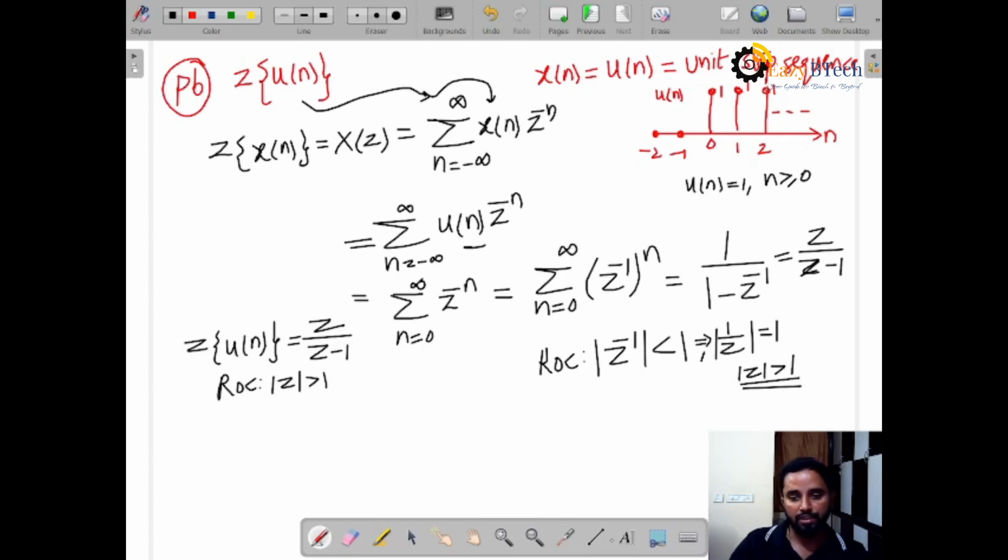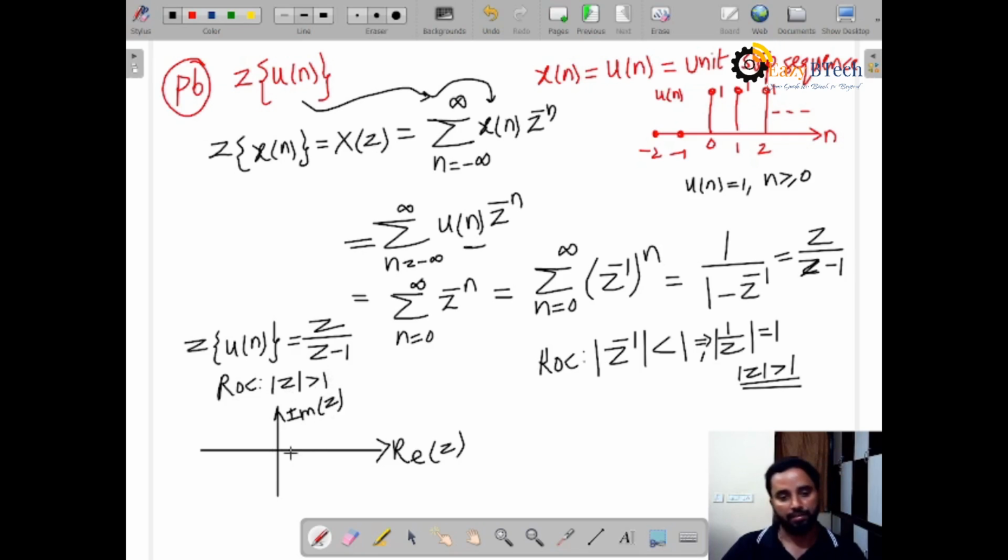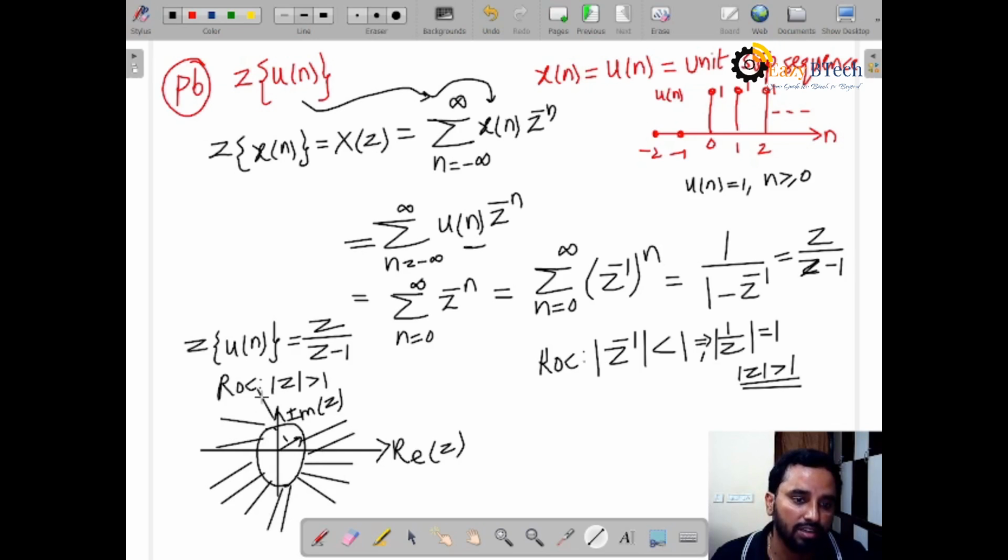And if you plot ROC, to plot ROC we go for the z plane. The x axis is the real axis and the y axis is the imaginary axis. Now we have to draw a circle of radius 1. So take the circle, radius is 1. Now mod z greater than 1, or magnitude of z greater than 1, means outside the circle. So I am plotting ROC outside the circle. So this is the ROC.